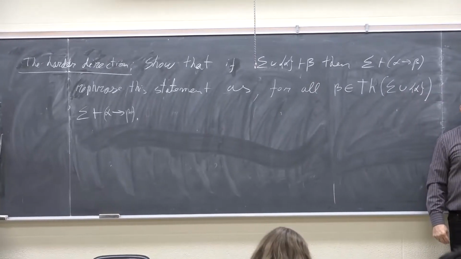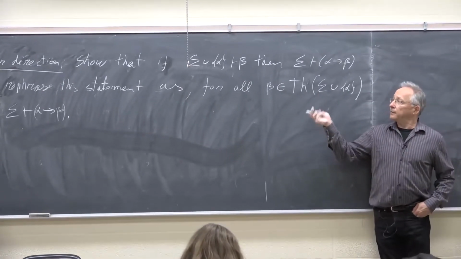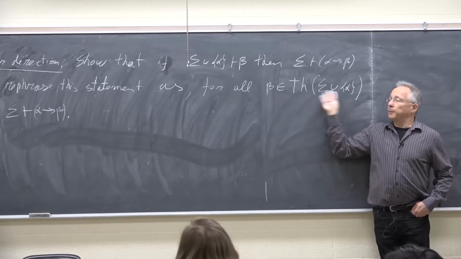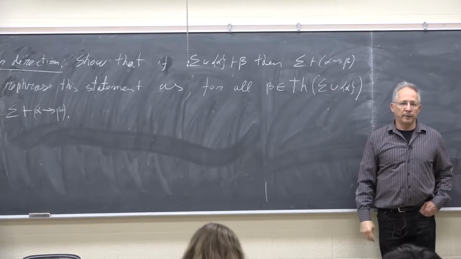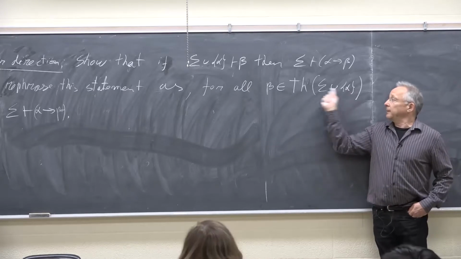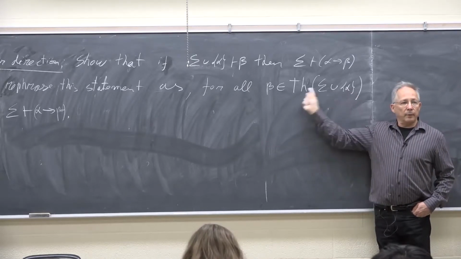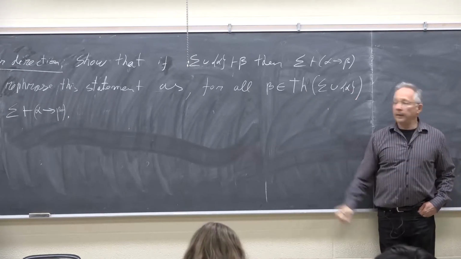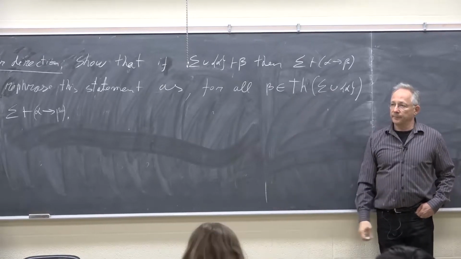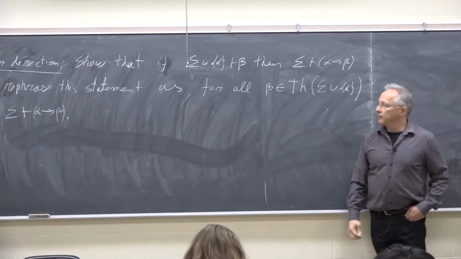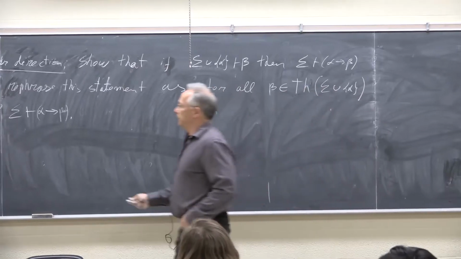If I say if sigma can prove beta, it's the same thing for every beta that can be proven from sigma union alpha. The advantage is that this is an inductive set. So now I can use generalized induction on all of those betas. So now we can do proof.